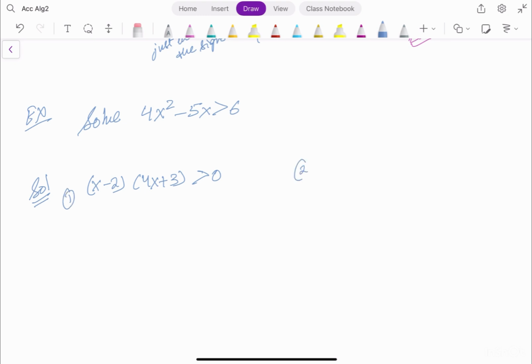What is the second step? Find the critical points. To find the critical points, you will set the factored form equal to 0. You will get 2 critical points here: x equal to 2 and x equal to -3/4.